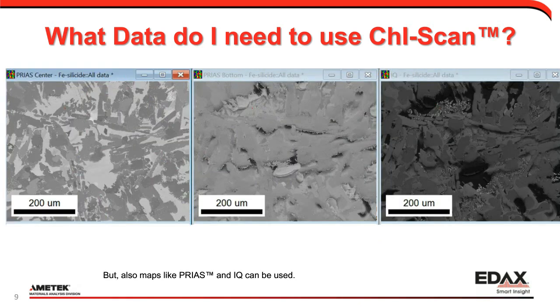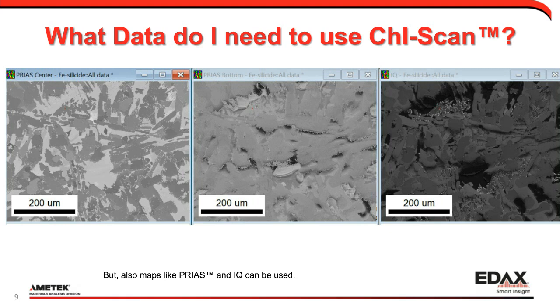Now, since we've added this ability inside of OIM Analysis, we have a couple of different options available to us. In this case, we also have PRIAS and IQ. Here I have a couple of different PRIAS maps and a couple of different IQ maps, and based on phase, I can see there's a difference in the morphology of these grains, and I can actually use this data as a differentiation, as a filter. So again, I have to have these scalar values.